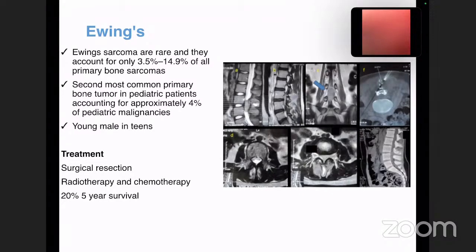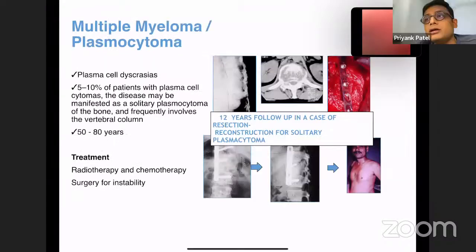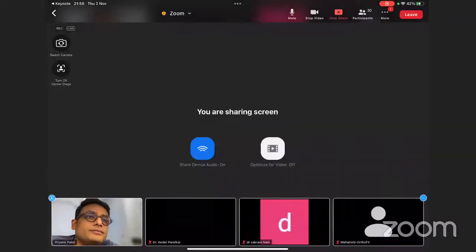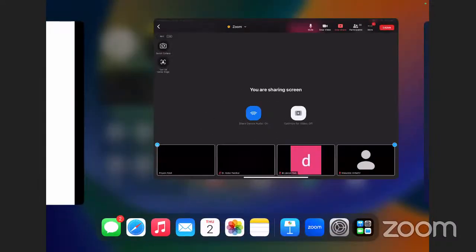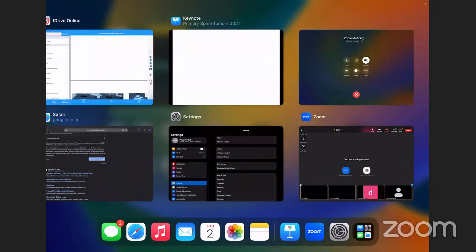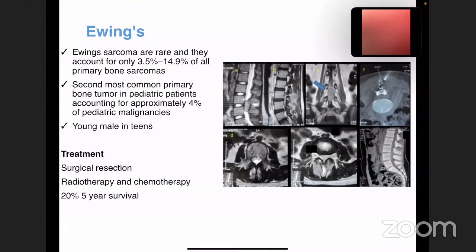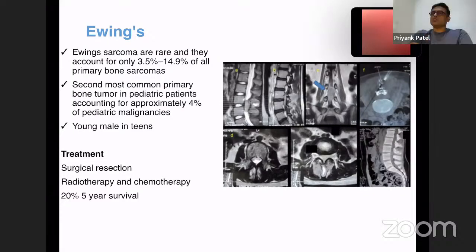Sir, one question for Ewing's. In the pediatric age group, Ewing sarcoma is common in the middle shaft, like tibia or femur. And when it is metastasized in the spine, will it lead to a second metastasis-like tumor, or will it have the same type of pathological picture as the Ewing's in the spine? What will be the issue?